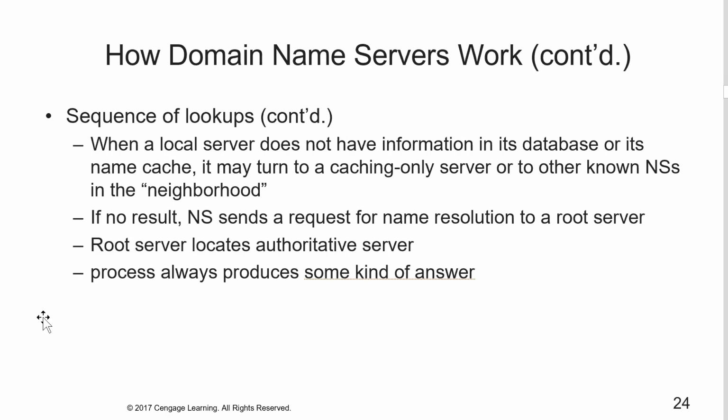When a local server does not have information in its database or its name cache, or if it's a caching-only server, it might need to find other name servers in the neighborhood. If there's no result, the name server sends a request for name resolution to a root server. The root server will locate an authoritative server, and it will always find something. The process will always produce some sort of answer.